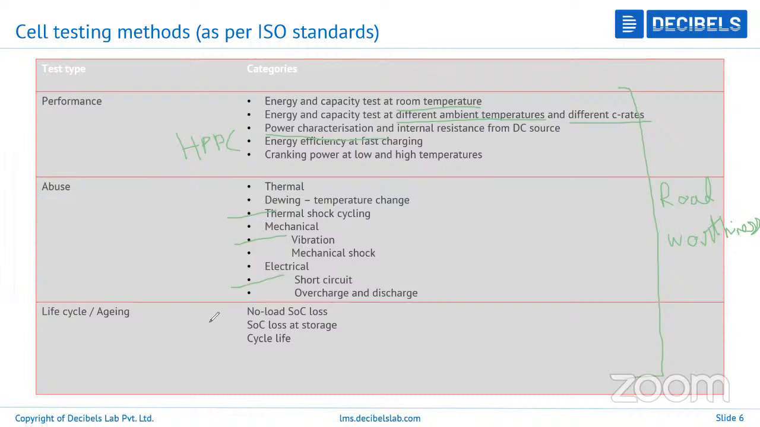And then finally, in terms of life cycle aging, we are going to see cycle life and state of charge loss at storage. What exactly that means is, if you were to store a cell or a battery pack for a very long time, what is the amount of energy or capacity which will be permanently lost due to storage? That is what we're going to see in the upcoming few slides. This is the complete range of tests that is usually performed in order to have roadworthiness acceptance. Now we will start with performance tests.